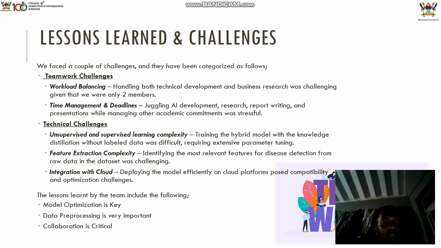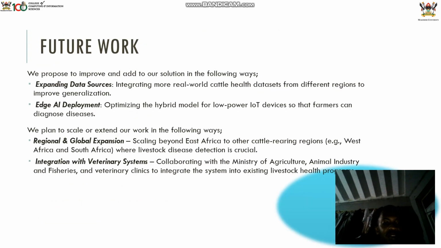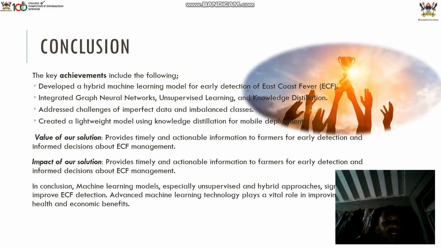For the lessons learned, we learned that optimization is key, data processing is very important, and collaboration is critical. For the future work, we plan on expanding the data sources, and also deploying our machine learning model on low-power IoT devices so that farmers can easily use them to diagnose diseases. We also plan to extend our solution from local to regional and global expansion and integration with veterinary systems.